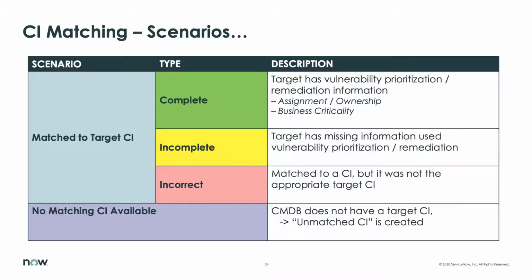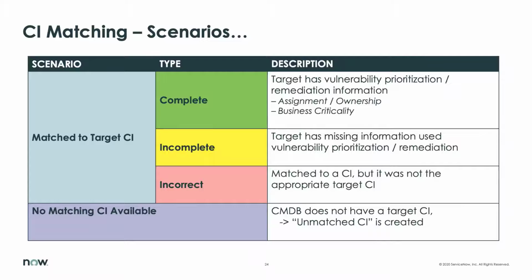The second flavor of matched, we sometimes call incomplete. So we may have matched to a CI. It could have been a unique CI, but it doesn't have the data that we need to support our activities, right? It may not have any prioritization information, business criticality. It may not have assignment data.